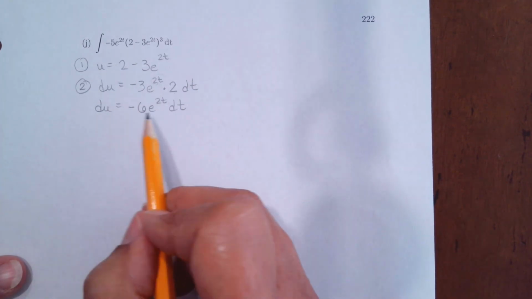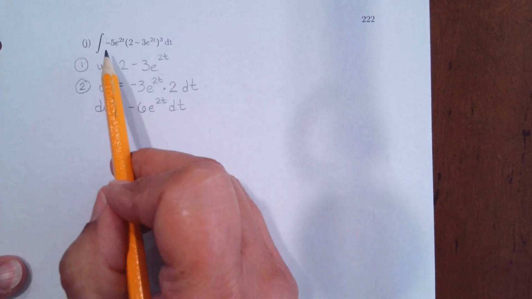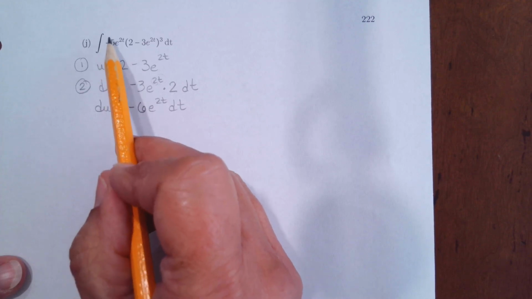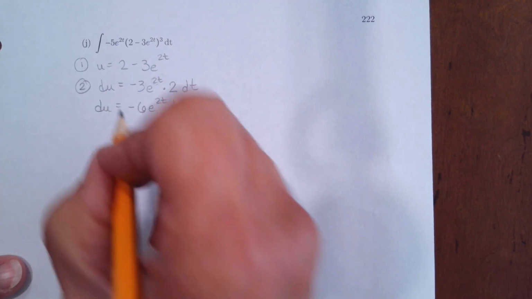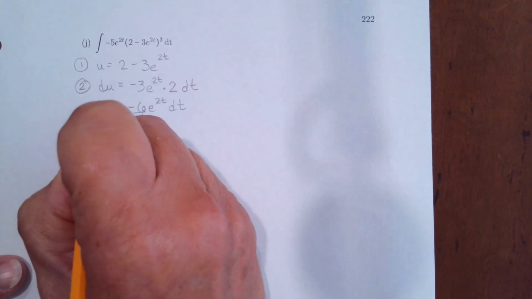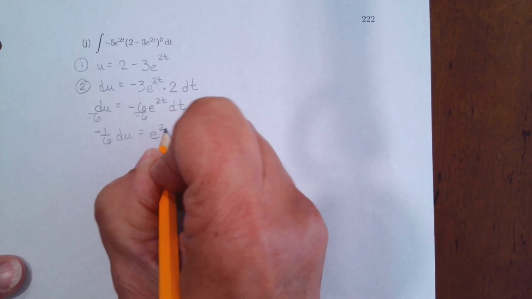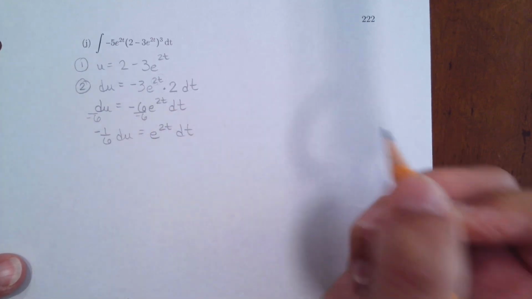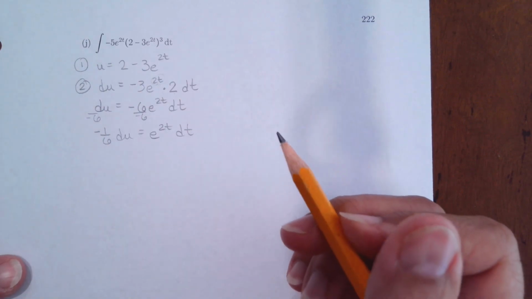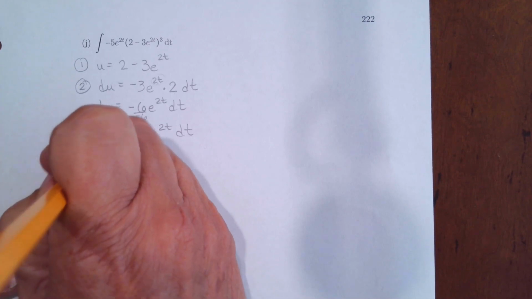Okay, so look at what we have for our derivative. Negative 6e to the 2t. And out here we have negative 5e to the 2t. Constants don't matter, but if they're not the same, get rid of that. So we're going to divide both sides by negative 6. So we have negative 1/6 du equals e to the 2t dt. Okay, you just want what's over here, what's in the problem. Constants don't matter. All right, so now I'm ready to do my u substitution.